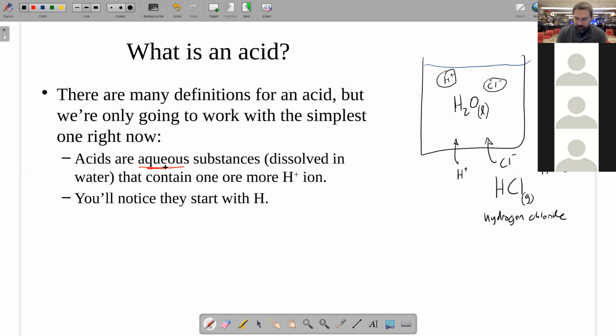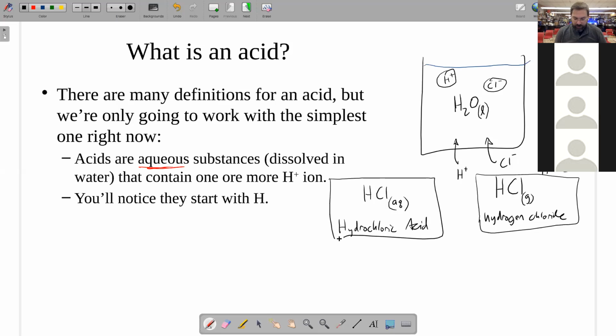And whenever things are aqueous, or dissolved in water, we write it like this, HCl, and as a little subscript, we put an aq. So the difference between HCl with an aq and HCl with a g is that this is hydrogen chloride as a gas. But when HCl is dissolved in water, it becomes an acid, and we give it a different name. In this case, it happens to be called hydrochloric acid. We worked with hydrochloric acid earlier on in the class. It's a very, very common acid.